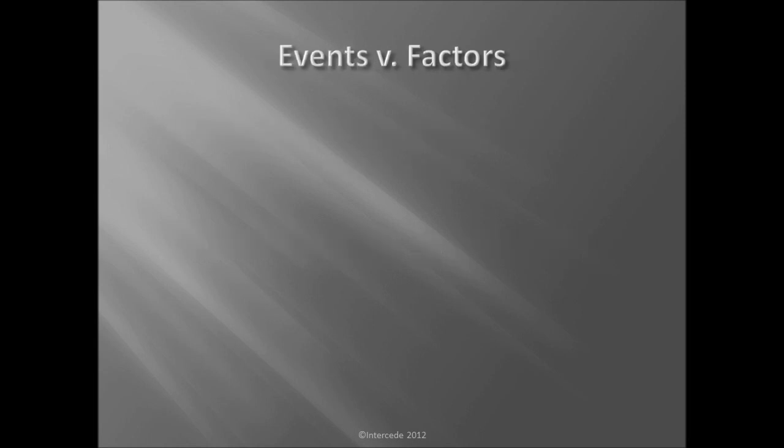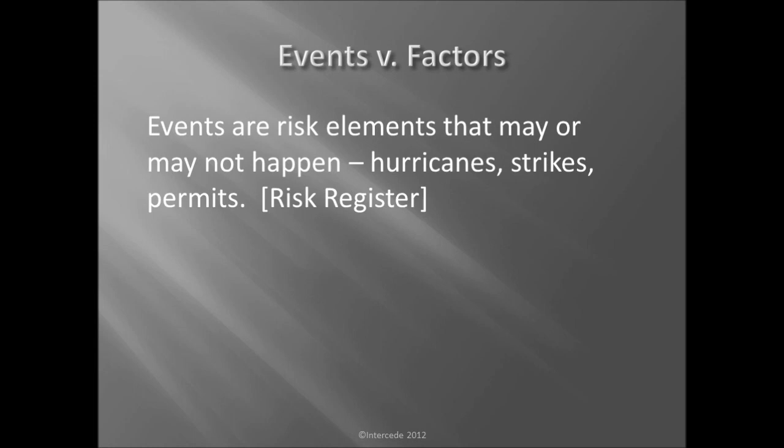Now, this uncertainty is oftentimes called a risk, and I like to make a distinction between risk events and uncertainty factors, or it's called risk factors. And what we've got here, a risk is essentially an event that may or may not happen, and it's a discrete event. It's a hurricane to strike, it's receiving or not receiving a permit. And this is usually captured in the risk register and becomes part of the risk management regime.